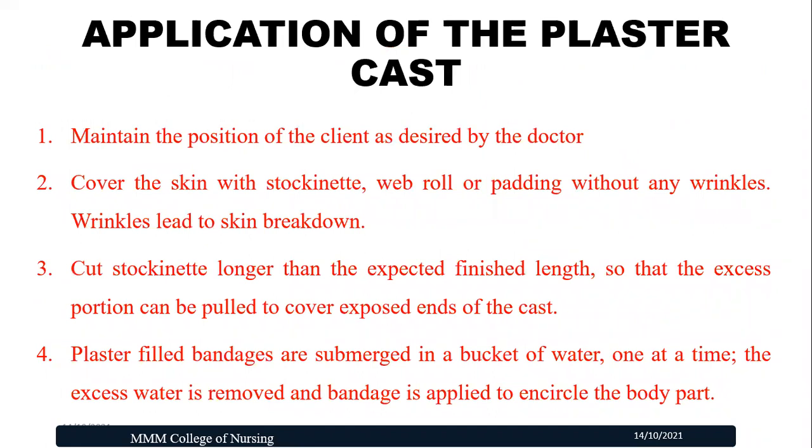Next, we'll see the methods or steps in application of the plaster cast. Always maintain the position of the client as decided by the person who is applying the cast. First, cover the skin with the stockinette or web roll or padding without any wrinkles. If there are any wrinkles, that may lead to skin breakdown and cause a skin ulcer. Cut the stockinette longer than the expected finished length of the cast, so that the excess portion can be pulled back to cover exposed ends of the cast, which will make the cast end smoother and also avoid friction.